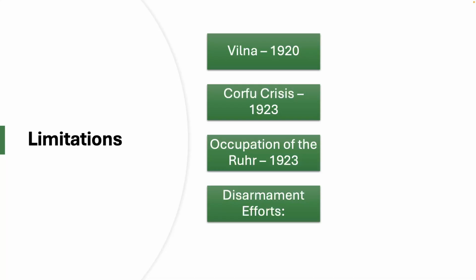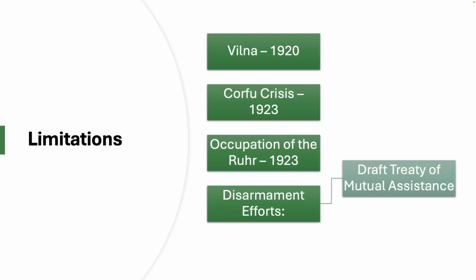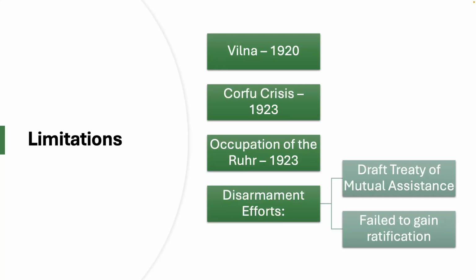You could also argue that some of the disarmament efforts were not very successful either. So, for example, the draft Treaty of Mutual Assistance, which was drafted in 1923, proposed a system of collective security, but it was rejected by Britain. And you also have the Geneva Protocol, which also failed to gain any kind of ratification. So the disarmament efforts are one of those areas in which you can also talk about failures of the League of Nations.